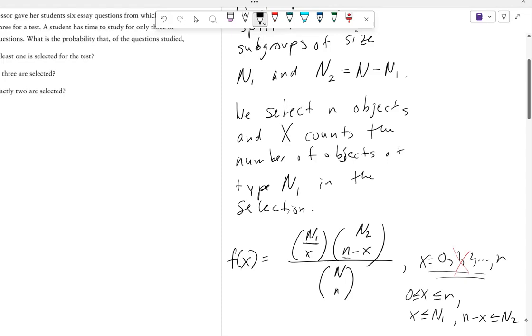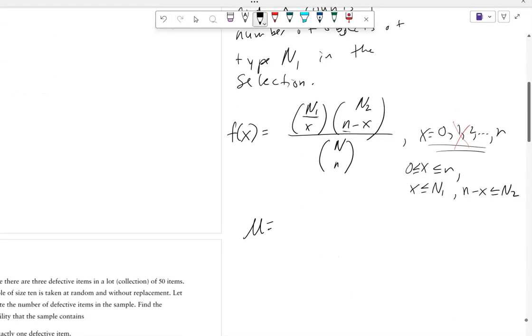Okay? And that's exactly what happens. Your mean is just going to be the number you select, n, times capital N1 over capital N. That's exactly what your mean is going to be. This number right here is just the percentage of objects of type 1, isn't it? And you're trying to count how many are of type 1 in your sample. If this is the percentage of objects of type 1, you would expect n times that many to show up in your sample. Expected value, right? Mean, not guaranteed by any stretch.